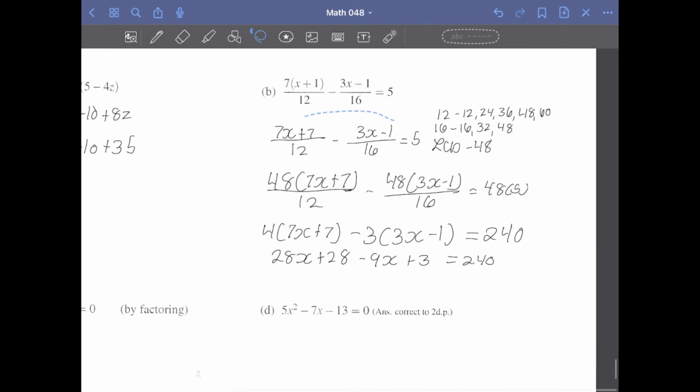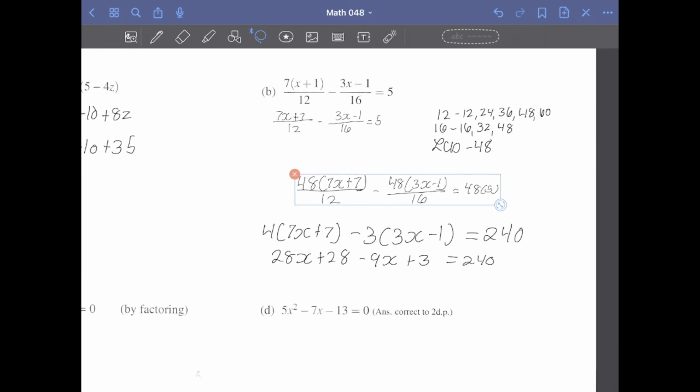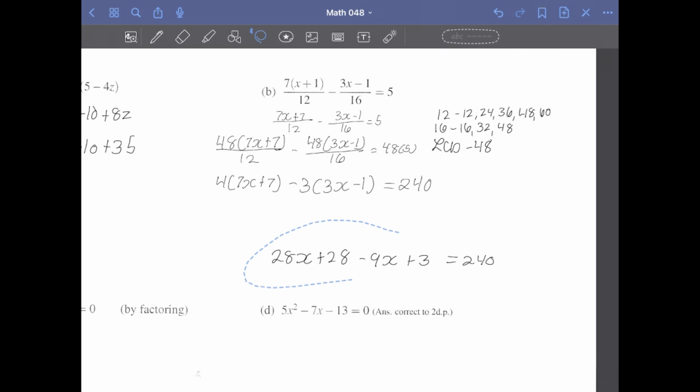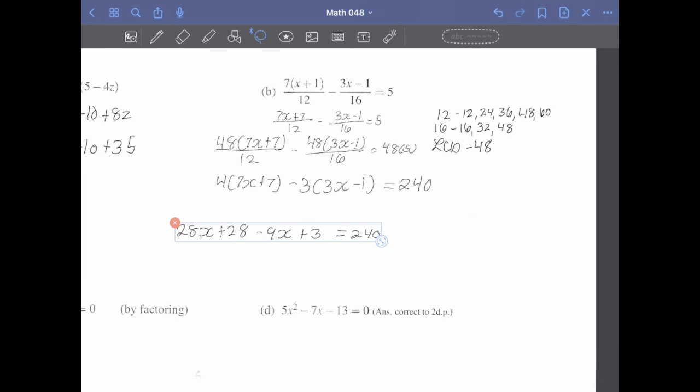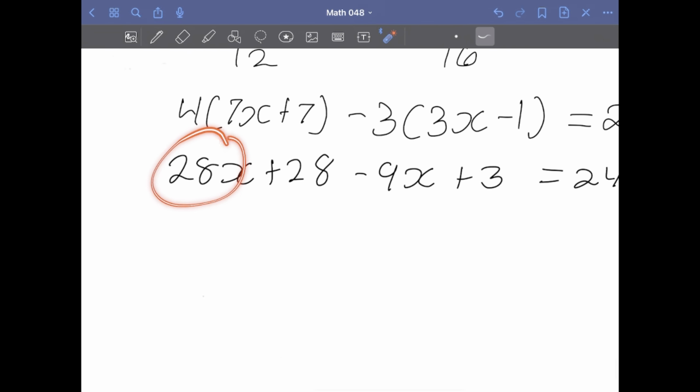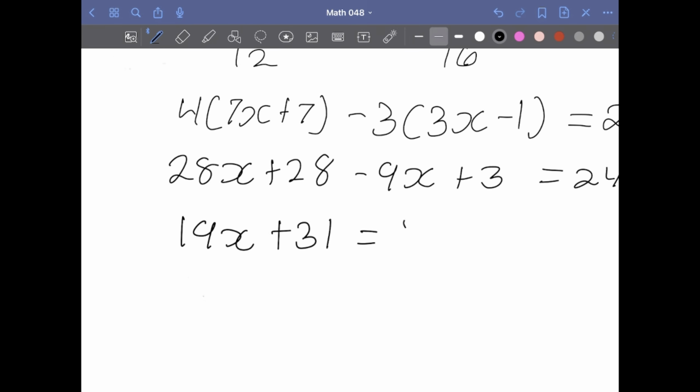Now what I'm going to do is make these things smaller because I need space. Okay, gonna add the like terms. So 28x minus 9x. 28 minus 9 is 19. So I'm left with 19x. 28 plus 3 is 31. So 19x plus 31 is equal to 240.